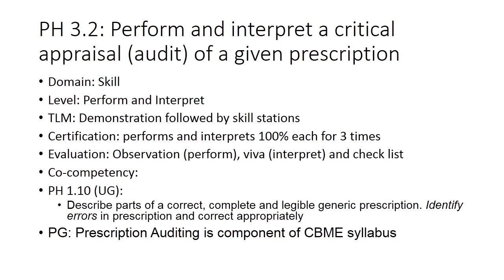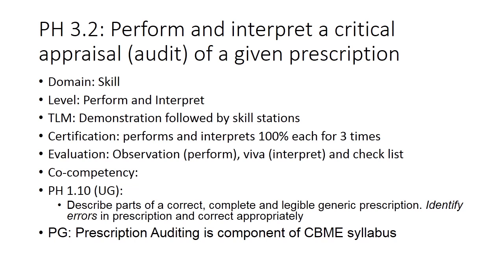Now, as regards PS 3.2, to perform critical appraisal, the domain involves skill level, which is to perform and interpret. The learning method used is demonstration, followed by a skill station exercise. Certification is required, therefore performs and interprets 100% each time for 3 occasions. Evaluation is done by observation, viva voce and checklist.